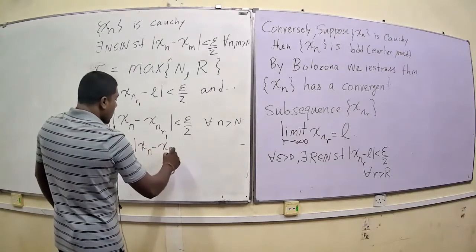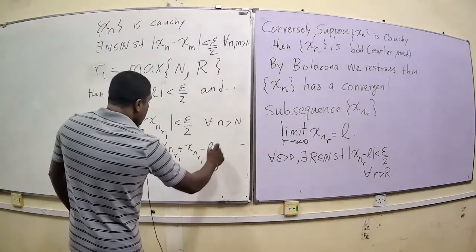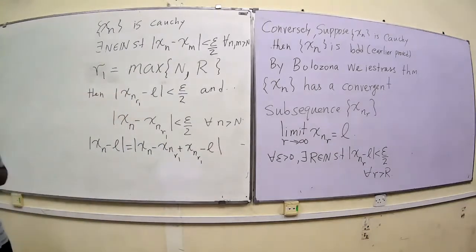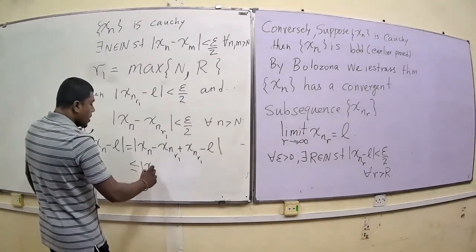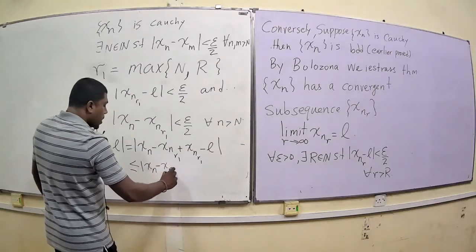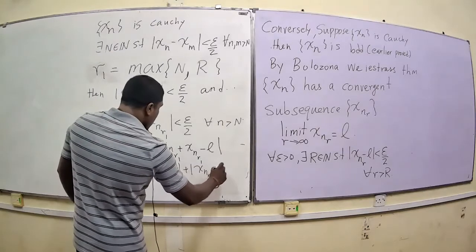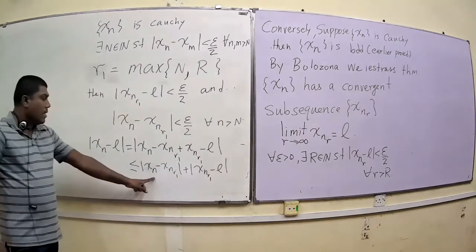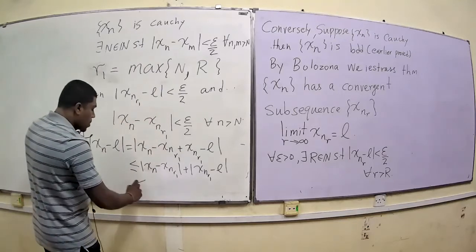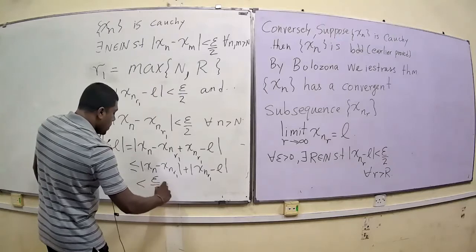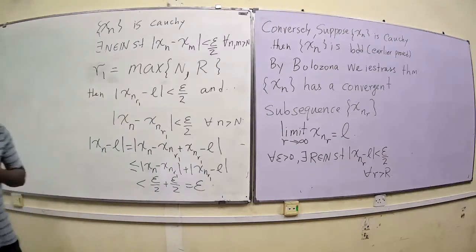So xn minus L equals xn minus x_{r1} plus x_{r1} minus L, right? You add and subtract an x_{r1}. So that is less than or equal to, by the triangle inequality, |xn minus x_{r1}| plus |x_{r1} minus L|. This is less than epsilon over 2. This is less than epsilon over 2. So this is epsilon over 2 plus epsilon over 2, that is epsilon.